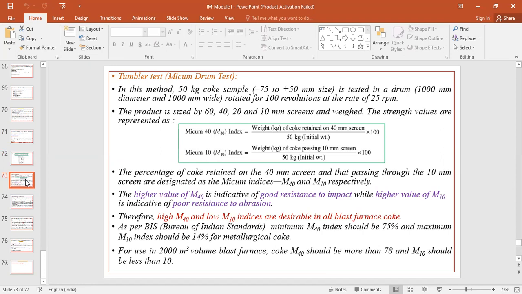And now the next one is the Micum drum test, or you can say tumbler test.